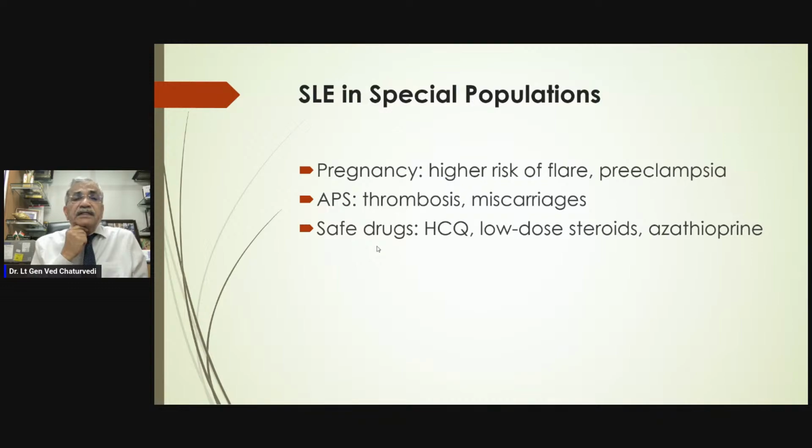Especially, you must remember special populations like pregnancy, which carries higher risk; they can have more preeclampsia. In pregnancy especially, they can present with thrombosis or miscarriages. That's why the anticardiolipin antibody, antiphospholipid antibody should be done. And a safe drug in pregnancy is hydroxychloroquine. If somebody is taking hydroxychloroquine and asks whether they should continue, you continue. It's safe. Low dose steroid is also safe, and azathioprine is also safe.